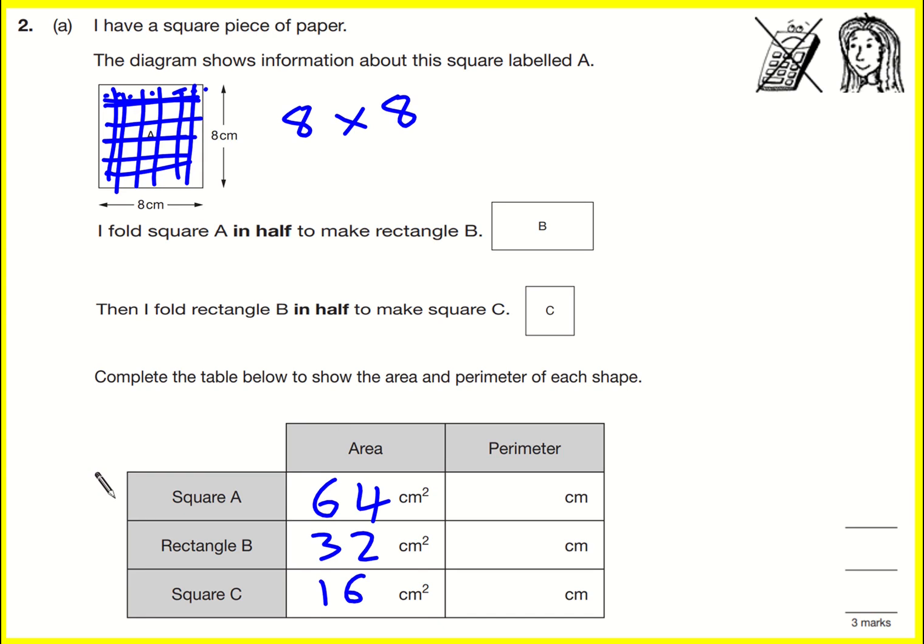For the perimeter, that is the length around the shape. So we've got 8, 8, 8, and 8. I need to add these up, and that gives me 32.